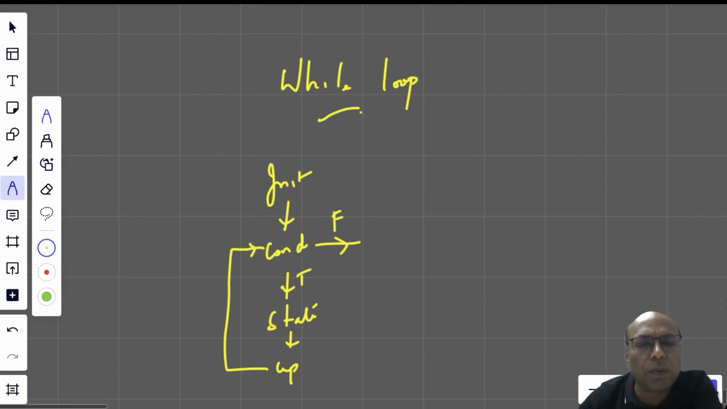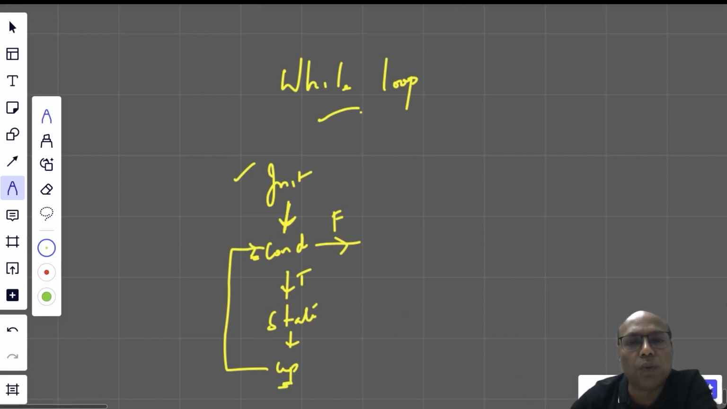What is the purpose of updation? To make the condition false. What is the meaning of initialization? That gives an initial value to your condition. The condition will be updated by the updation. This is the structure of a loop.